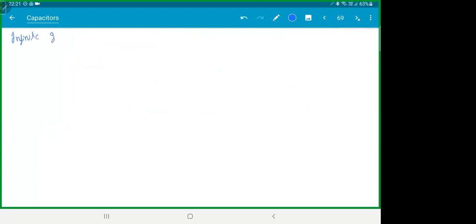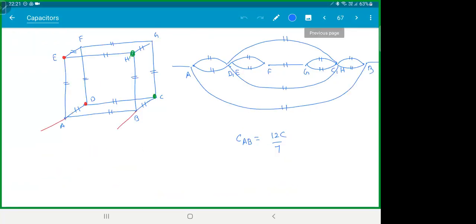An infinite grid. This is what I was saying. All these questions exactly will come in current electricity. Idea is the same. Only series parallel formulas will reverse. So there we can avoid these things. There we will do some other weird ones.